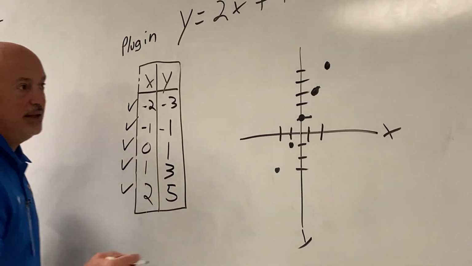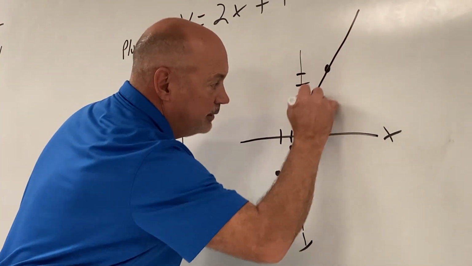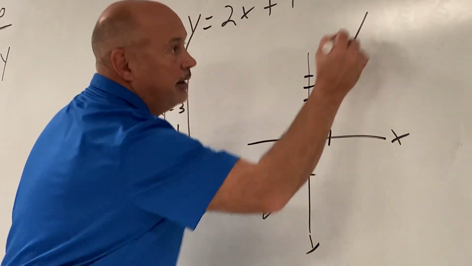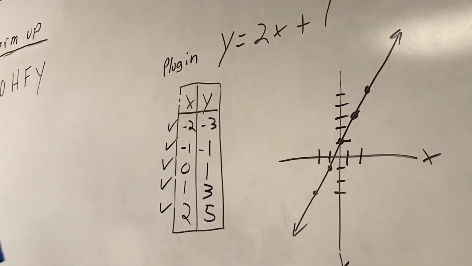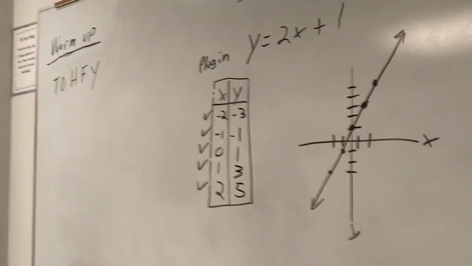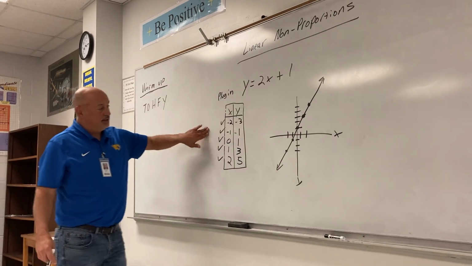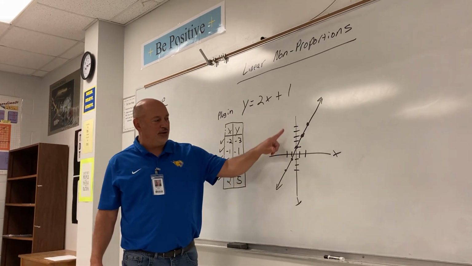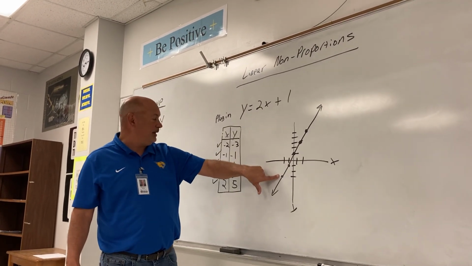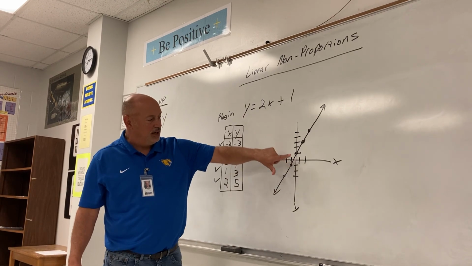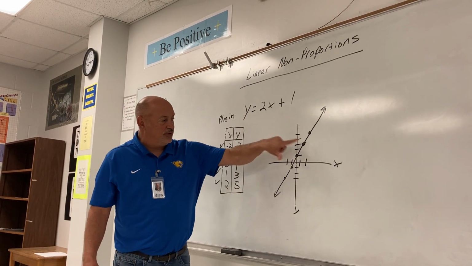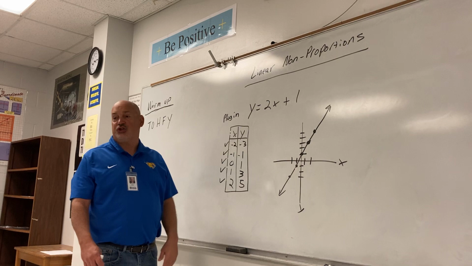And we can connect the dots. There is the graph of y equals 2x plus 1. We use the table to figure out what points we need to put on the graph. Here's negative 2, negative 3. Here's negative 1, negative 1. 0, 1. 1, 3. 2, 5. Questions?